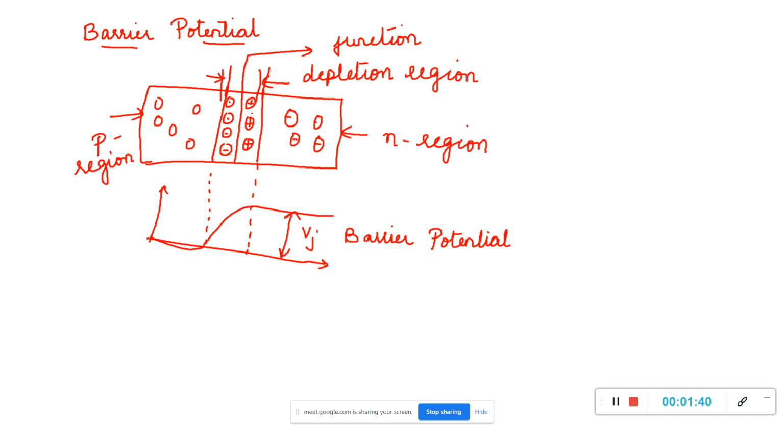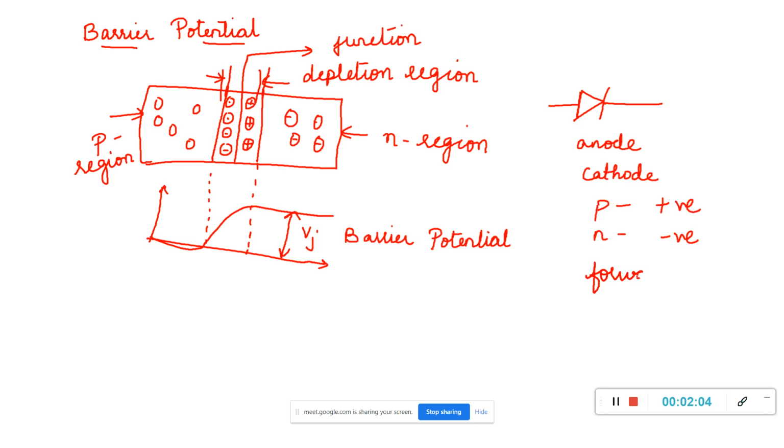In forward biasing, what happens? We have studied the diode, students. This is a two-terminal diode, with an anode and a cathode as the two terminals. When we apply the p-type to the positive terminal of the battery and the n-type to the negative terminal of the battery, it is known as forward biasing.